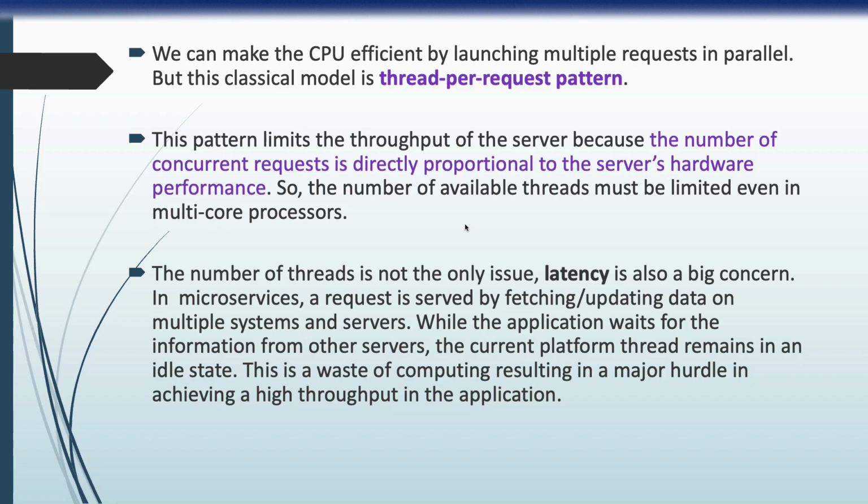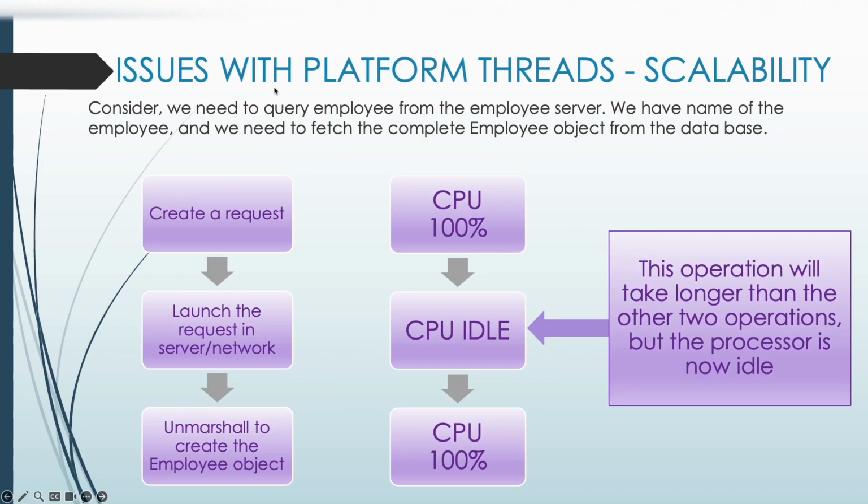If we think of increasing the number of processes, even in that case the number of available threads will be limited. So is this the only issue? No, this is not the only issue. Latency is also a big concern. Let's understand why. If we see here, we are trying to fetch the employee object from the employee server. Do we know that this will call only one microservice?